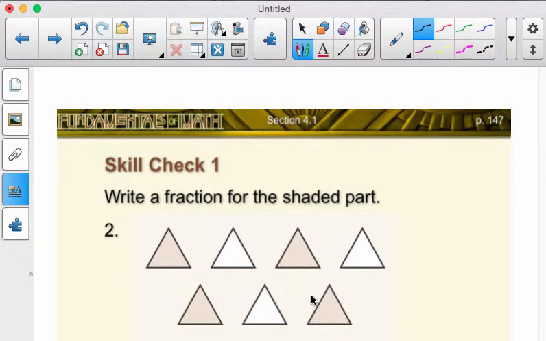Alright, so now let's check out this next skill check. It tells us to write a fraction for this shaded part. Well, how many parts, or how many triangles in this case, do I have? 1, 2, 3, 4, 5, 6, 7. So when I set up my fraction, I have a denominator of 7 because that's the total. Now, how many are shaded? 1, 2, 3, 4. So my fraction is 4/7.